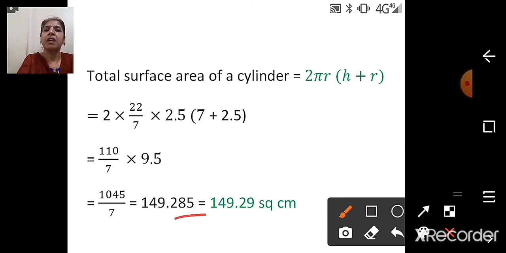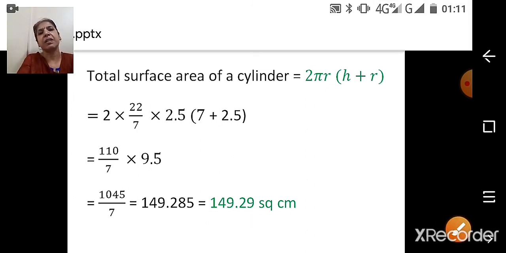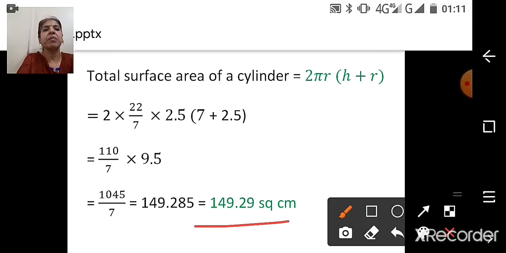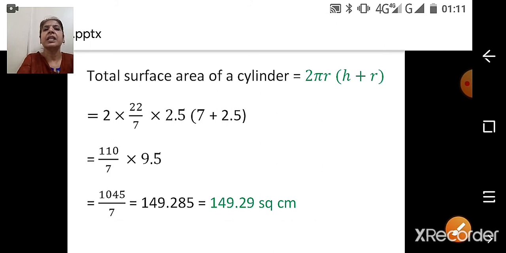Then convert to 2 decimal places. For that, you have to check the third one. If the third one is 5 or greater than 5, then you add 1 to the previous. So you will get 149.29 square centimeter. So this is the way, children, you have to do this calculation. So final answer, 149.29 square centimeter.